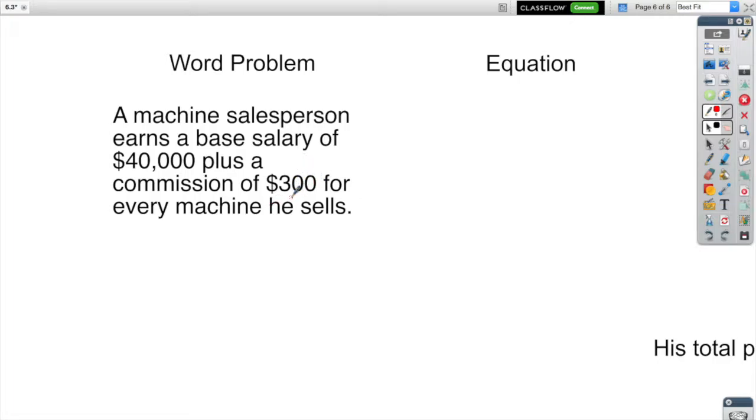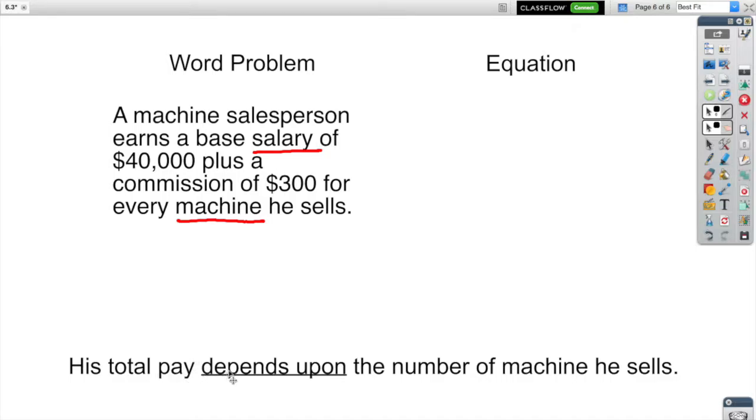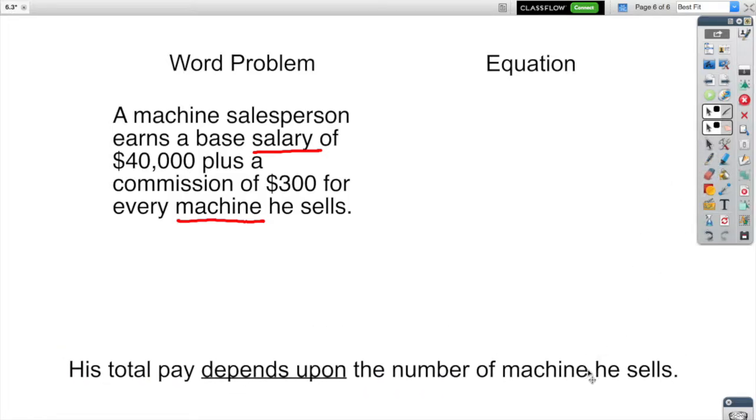So the first thing we want to do, of course, is again ask the question, what are the variables? In this case, I believe it's going to be how many machines he sells, and then his total salary. What's he going to make? But which one depends on which one? Does his salary depend on how many machines he sells, or does the number of machines he sells depend on the salary? Well, if you think about it, his total pay depends upon the number of machines he sells.